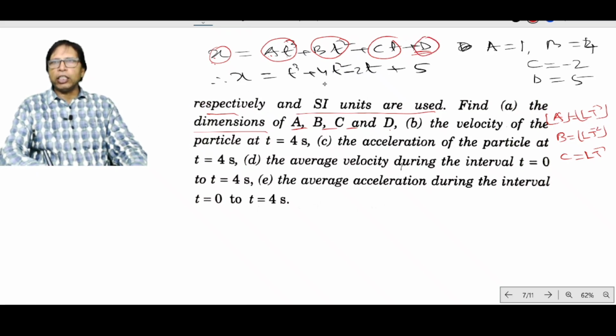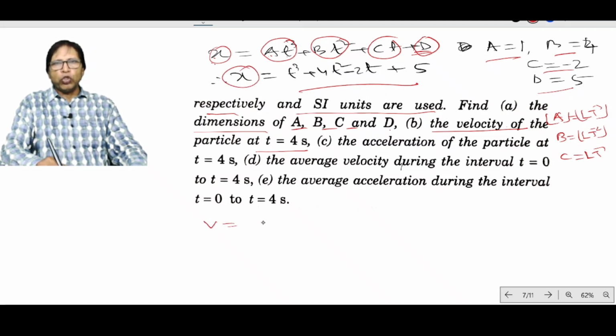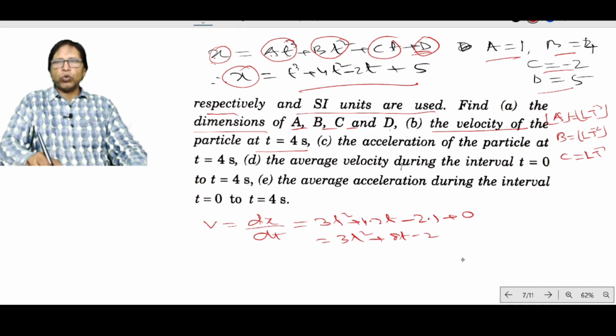Okay. Now look at this. If we put the values of a, b, c and d, we get this. Okay. Now question number 2. The velocity of the particle at 4 seconds. Now, if we differentiate x with respect to time t, we get velocity. So v equals dx by dt. So look at this, this is 3t square plus 4 into 2t minus 2 into 1 plus 0. So this is 3t square plus 8t minus 2, the velocity. Now, if we put t equal to 4, we get the velocity after 4 seconds.